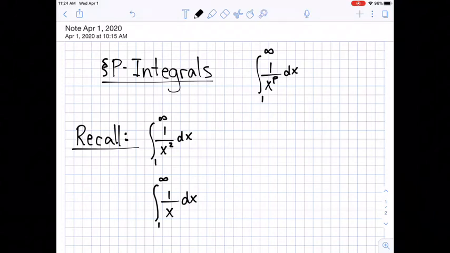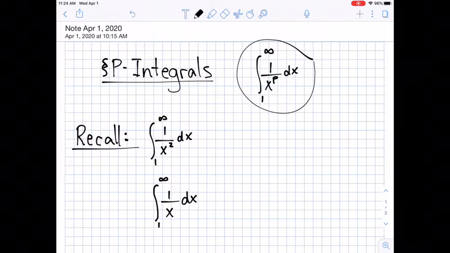Okay, so here we're going to be looking at a very specific type of integral, and it's called the p integral. It's really going to be of this format. So we have integrals 1 over x to the power of p, and we are integrating from 1 to infinity.